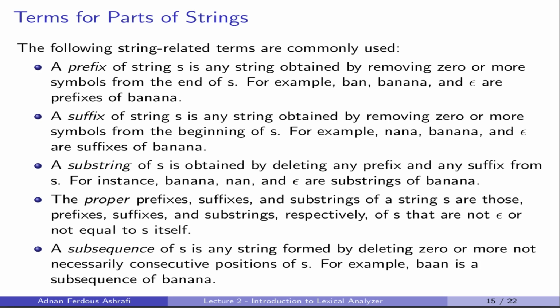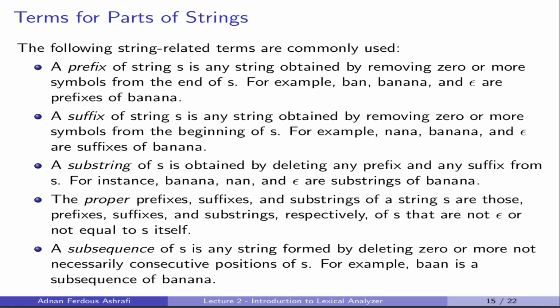Alright. The third thing is called a substring. A substring of s is defined by deleting any prefix and any suffix from s. So that means a substring remains in the middle of the string, okay? So for example, banana, just nan or anna or epsilon are substrings of banana, okay?